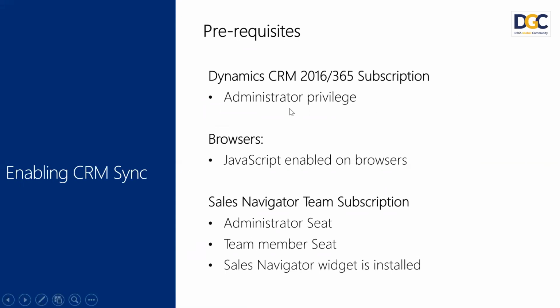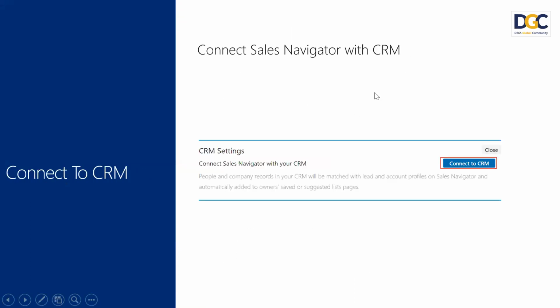First one is you should have admin privilege on 365, and you should have JavaScript enabled on browsers. You need a Sales Navigator team subscription, and then you need an administrator seat as well as a team member seat. These are the different types of roles within Sales Navigator. I'll show you that. And then the Sales Navigator widget installed. So we have this condition already met. We have an administrator seat, and we also have admin privilege on 365. So we are good to go.